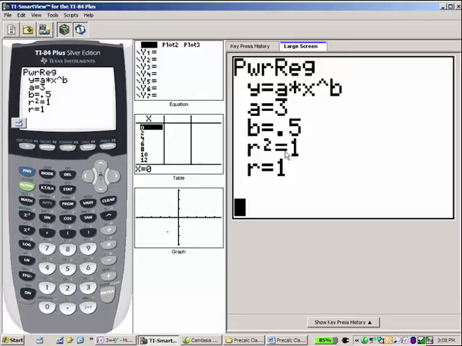So those are from first semester when we wanted to look at the correlation coefficient and we had to turn the diagnostics on. So you have to go to second 0, which is the catalog, and find the diagnostics on command and then hit Enter and then Enter again. That's helpful because this tells us it's a perfect fit. R squared equaling 1 is as good as you can get for a fit, and R squared equals -1 is a perfectly good fit as well. You'll learn all this in statistics next year, if you choose to take statistics.